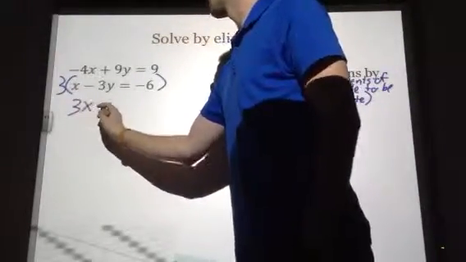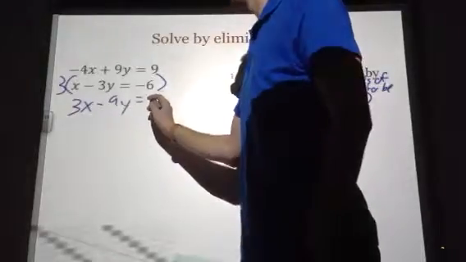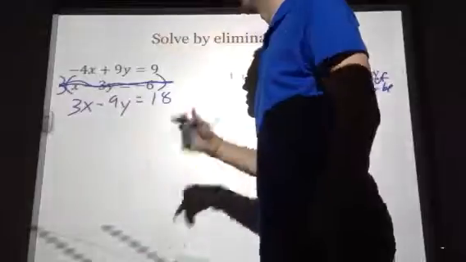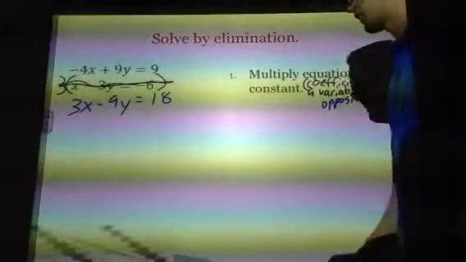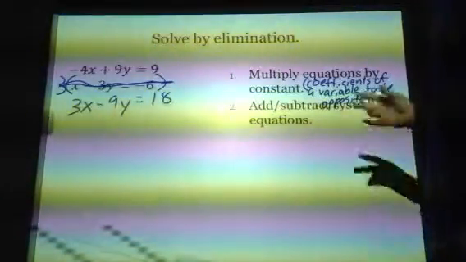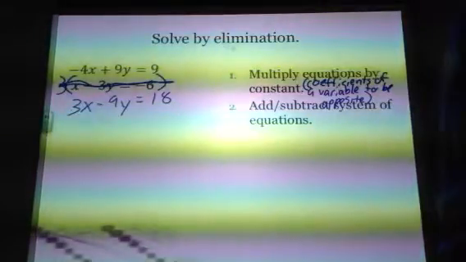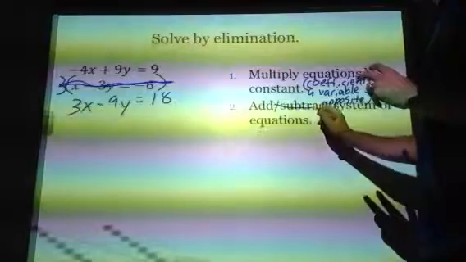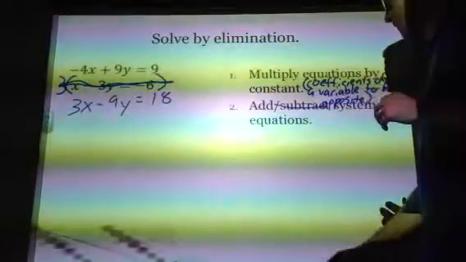So that's going to be 3x minus 9y equals 18. Okay? And now that's your new system. Alright? So we multiply by a constant so that we can cancel out some variables. So now we're going to add the system of equations.